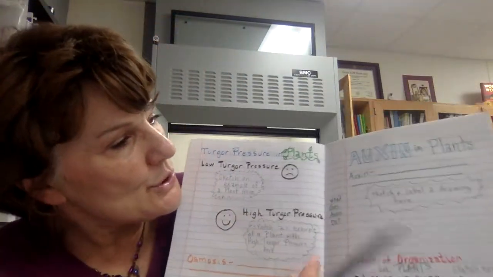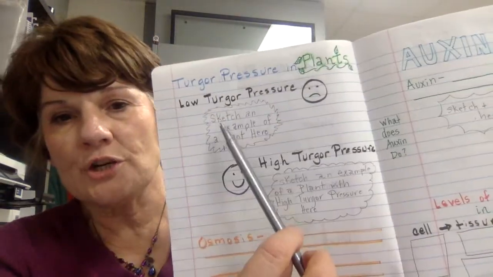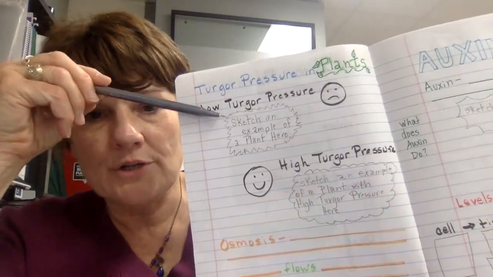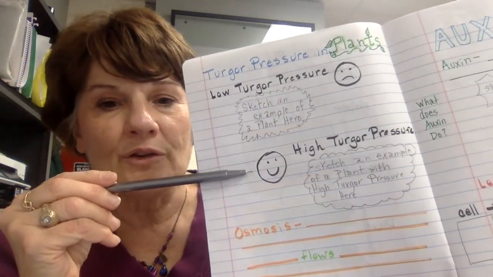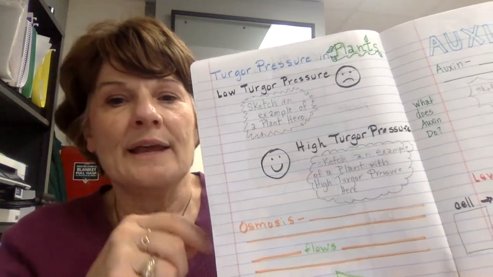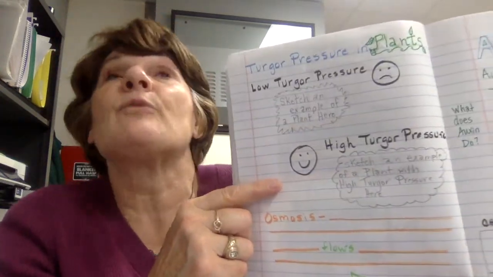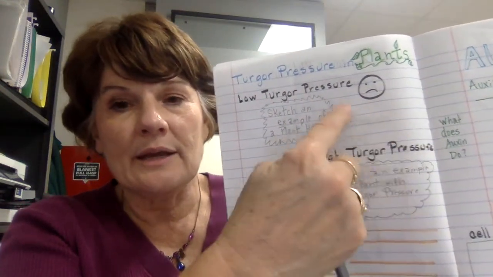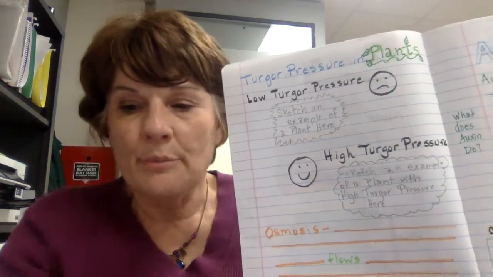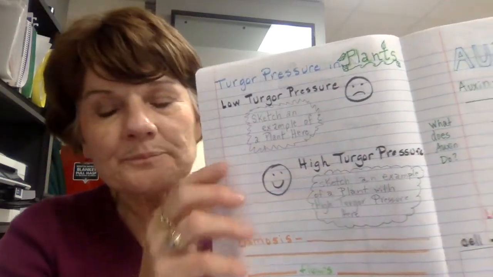Next, you're going to go to today's lesson, which is going to be talking about Turgor pressure. And I wanted you to draw a picture of what low Turgor pressure looks like in a plant. And I put the little smiley faces to remind you that if a plant has high Turgor pressure, it's happy. It's going to be getting enough water, and it's really happy. Over here, if a plant has low Turgor pressure, low pressure in the cells, there's not enough water, what's that plant going to look like?